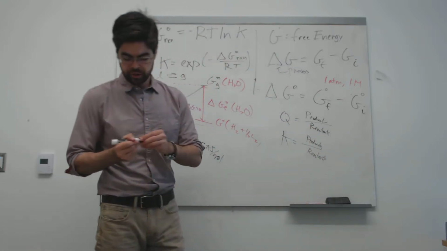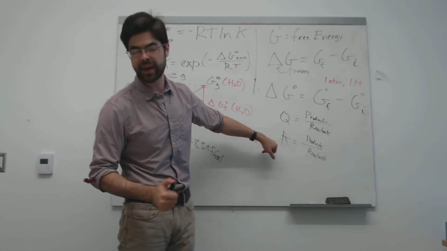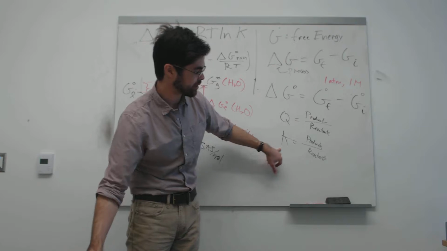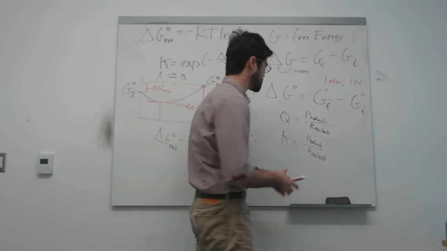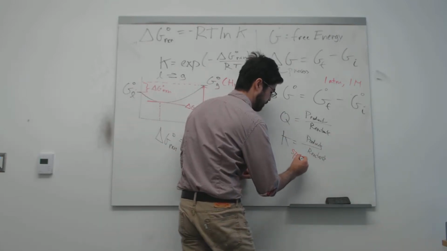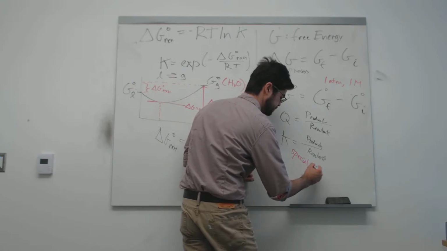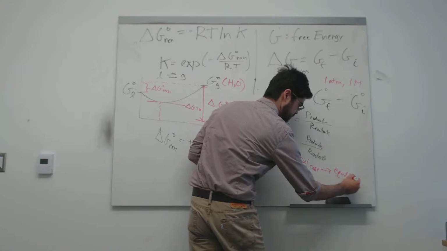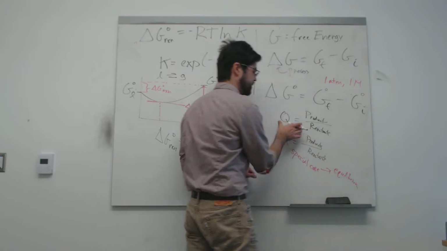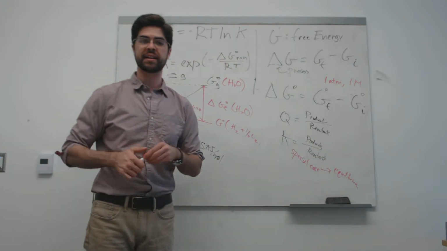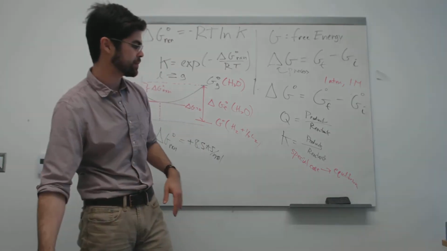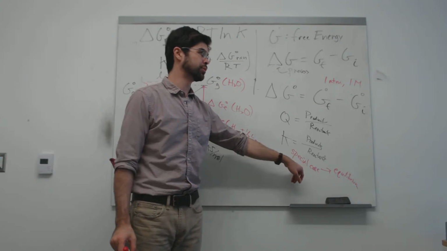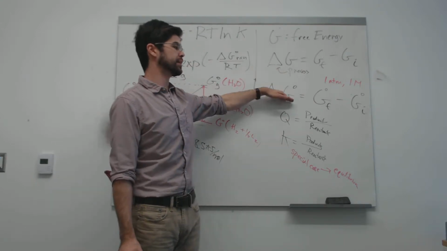So Q, the distinction between Q and K is, yeah, you calculate them the same way, but we think of this calculation here as referring to some special case of equilibrium. This expression can be used at any time and can describe the system at any time. This one is only used to describe the system when it's at equilibrium. So there's somewhat of a similarity here.